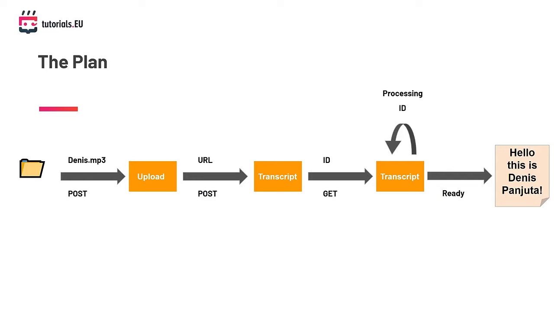Keep in mind that Assembly AI offers the ability to use webhooks, which means you can get notified once the processing is done without the need to keep checking manually. But we're not going to cover webhooks in this video. Yet if you feel like this would be an amazing tutorial, let me know in the comments.